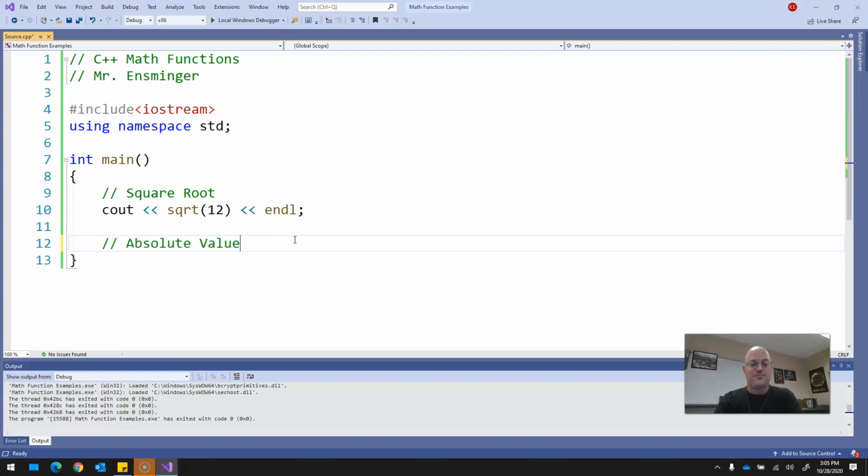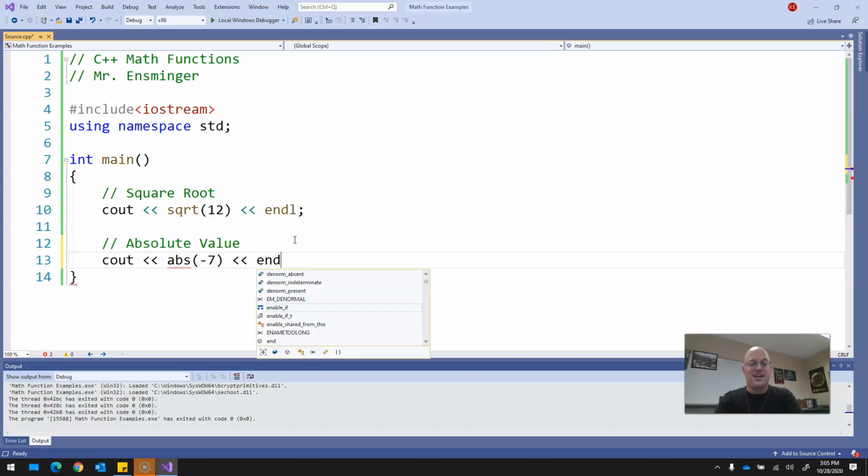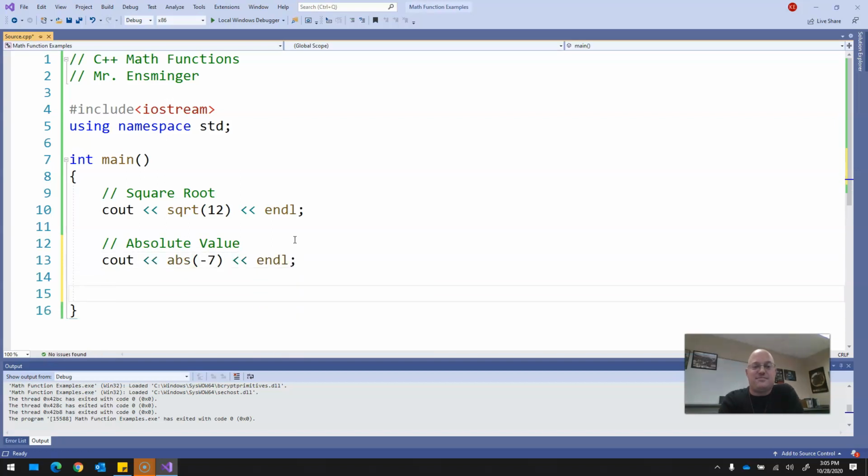Absolute value. Cout ABS of -7, let's say. Poof. So that'll give you +7. Very exciting. What about powers or exponents?